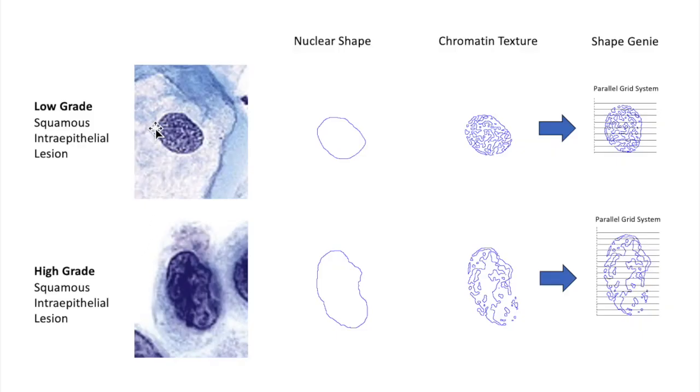I just want to point out that chromatin texture, as we've extracted in these two examples, the top is a low-grade cell, the bottom is a high-grade cell, that these textures can be measured in Shape Genie using the parallel grid system. In this case, we'll be deriving a shape index that can be interpreted as a value representing the texture of the chromatin or the degree of folding of the chromatin.